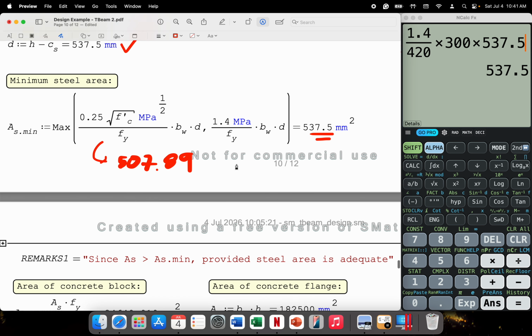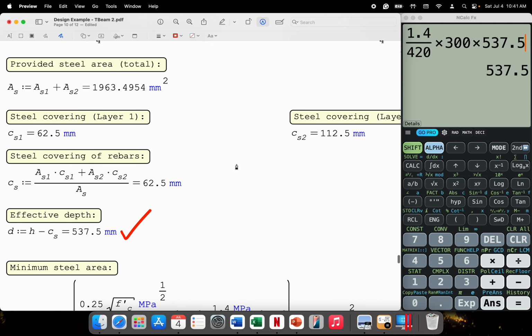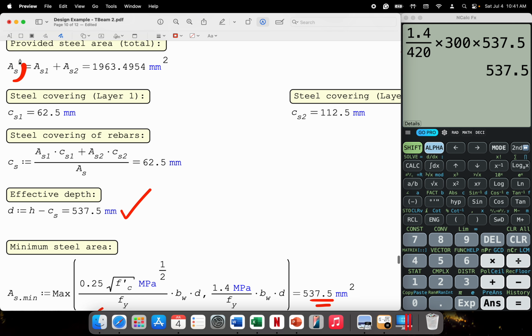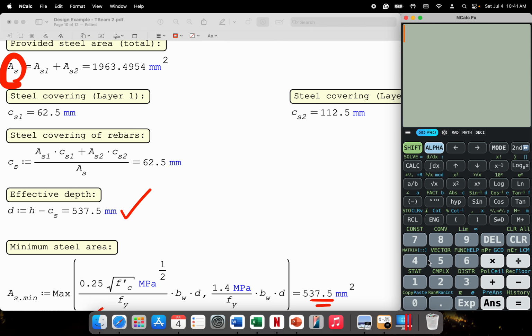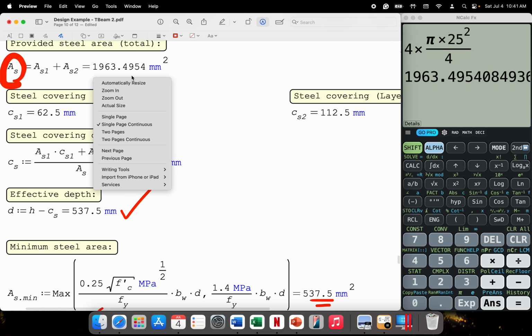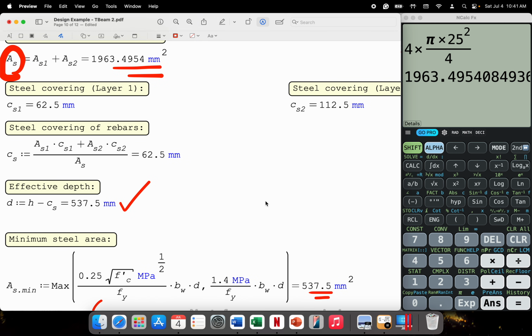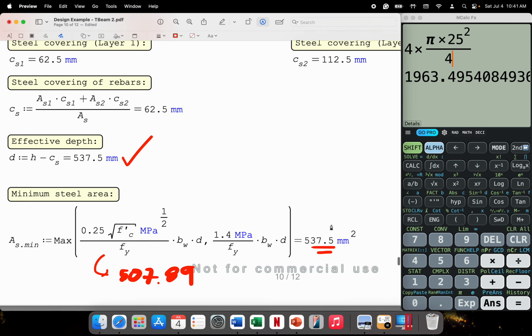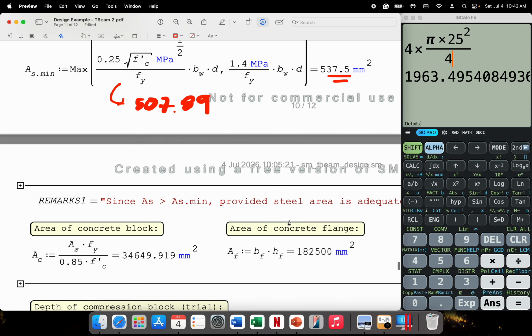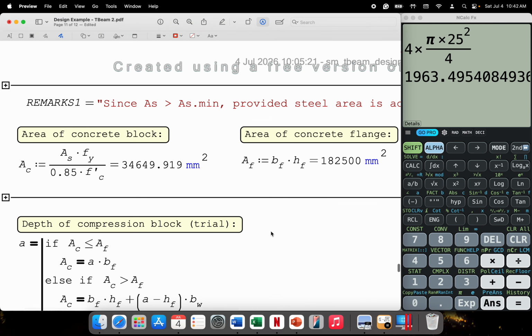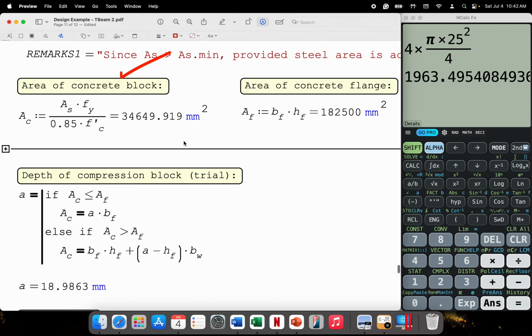So compare lang natin to sa ating A sub S. Kasi di ba we have 4 rebars times pi times 25 squared all over 4. That is equivalent to 1963. Ito na ngayon yung provided na steel area. Since yung provided na steel area natin is greater sa minimum, therefore okay. So tama yung pag-design.